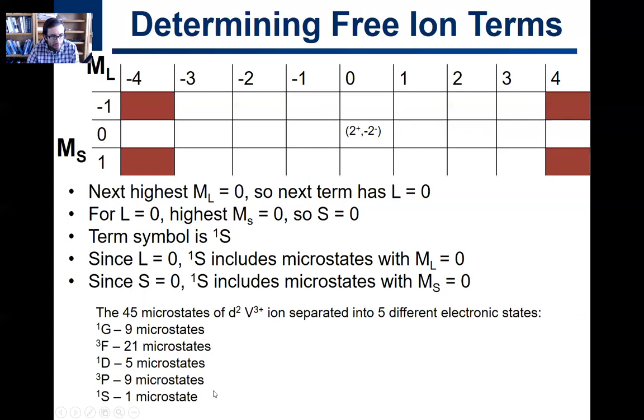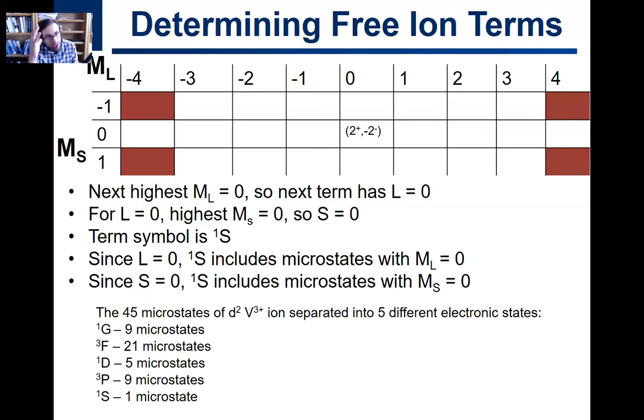In total, we have 45 microstates. Singlet G, 9 of them. Triplet F, 21 of them. Singlet D, 5 of them. Triplet P, 9 of them. Singlet S, 1 of them. 1 plus 9 is 10, plus 5 is 15. 15 plus 21 is 36. 36 plus 9 is 45. So everything is good. So we have 5 different electronic states.